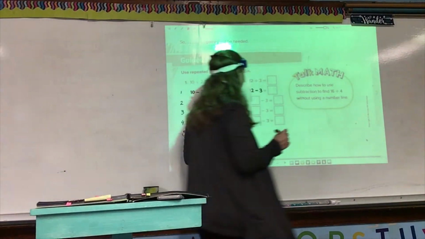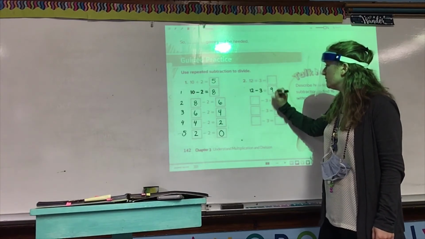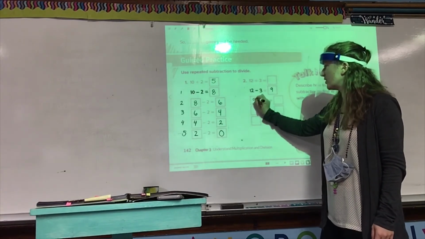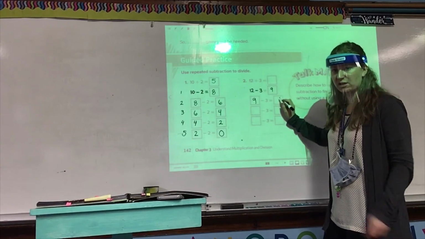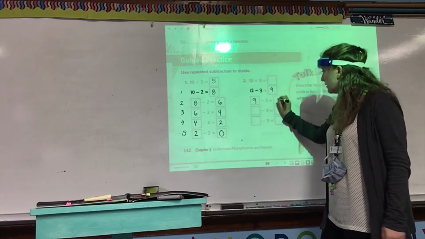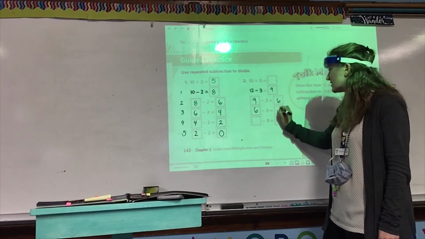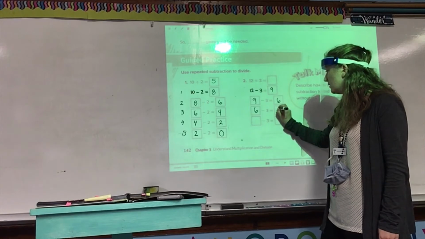So Smith, 12 minus 3 is 9. That difference becomes our new minuend. We're not changing our subtrahend. 9 minus 3 is 6. That difference becomes our new minuend. Our subtrahend is not changing. 6 minus 3 is 3.